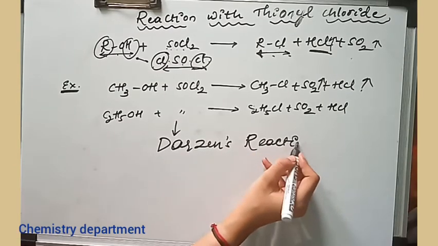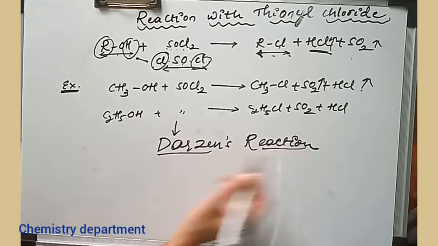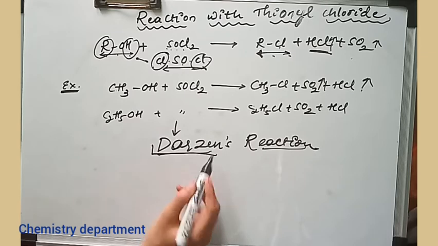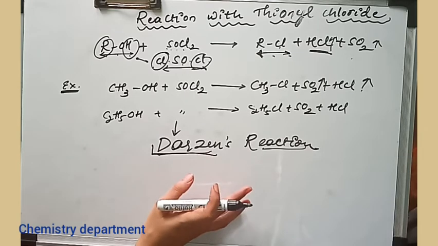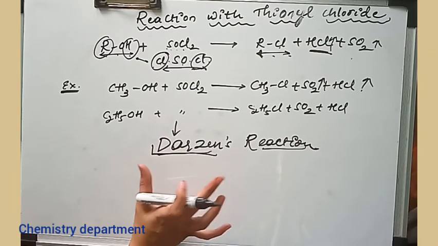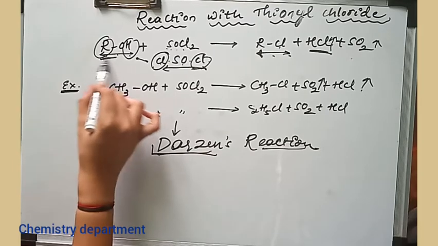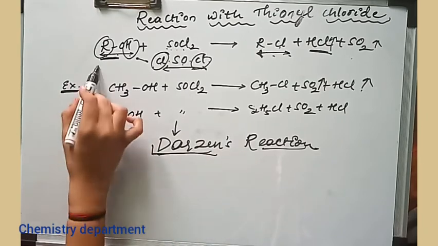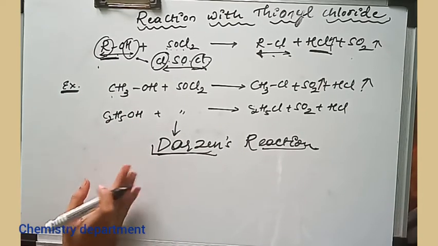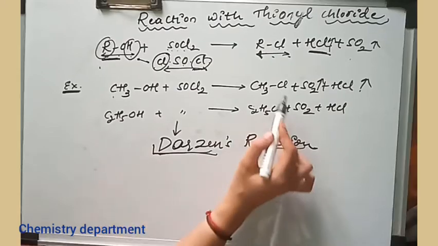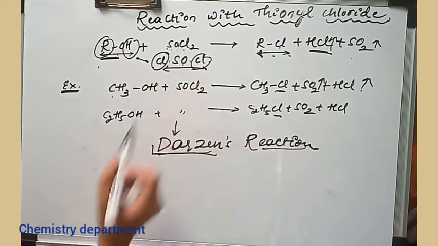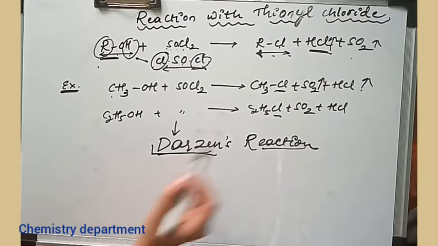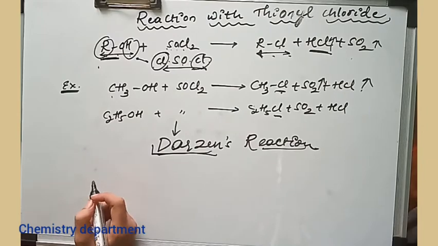Important for 2 marks. They may ask you to explain how do you prepare haloalkanes by using thionyl chloride, or they may ask you to explain Darzens reaction with a suitable example. If they ask you to explain with a general reaction, then you have to take a general form here. If they ask you to explain with a suitable example, then you have to take the example. This method of preparation is only specific for chlorides, as thionyl chloride gives the chloride. So this reaction is meant only to prepare the alkyl chlorides.